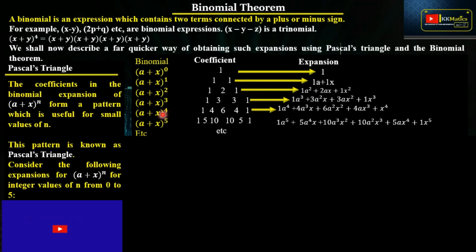So in this expression, a plus x raised to the power 4, we have these coefficients, and that's 1, 4, 6, 4, 1. And as we said, we always start and end with 1. And so in getting the numbers in between, what we do is we add the previous coefficients. That's 1 plus 3 giving us 4, 3 plus 3 giving us 6, and 3 plus 1 giving us 4. And with that, we can then find our expansion.